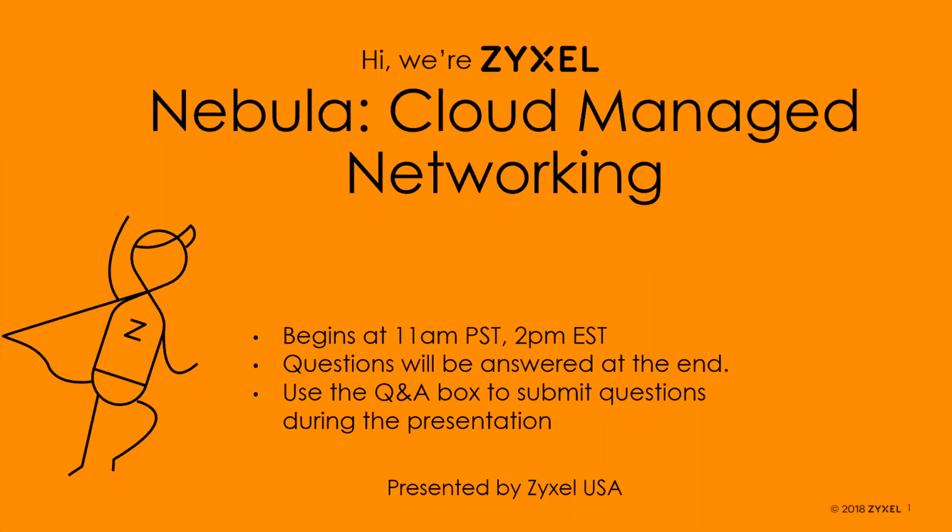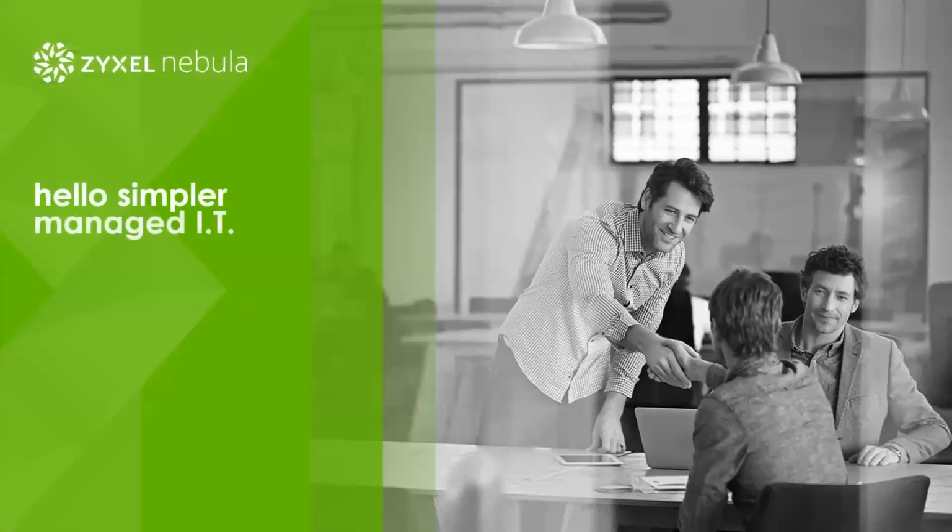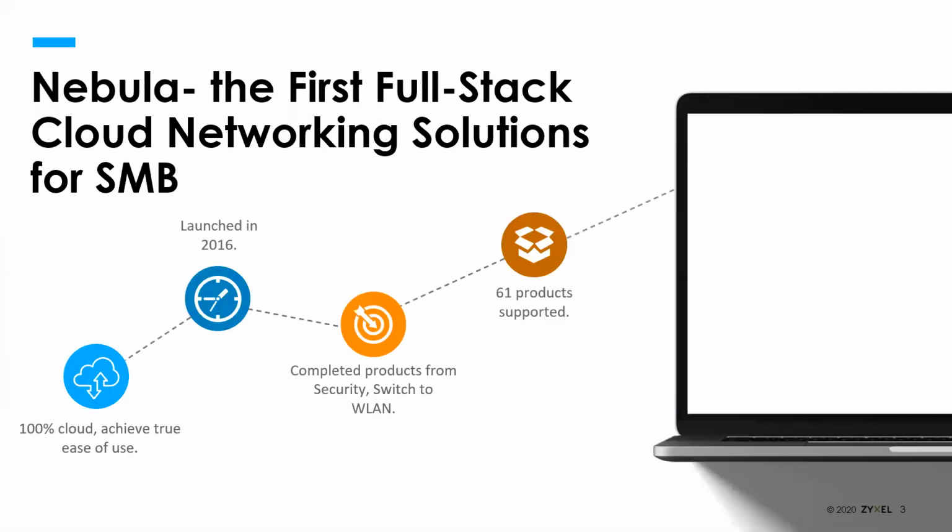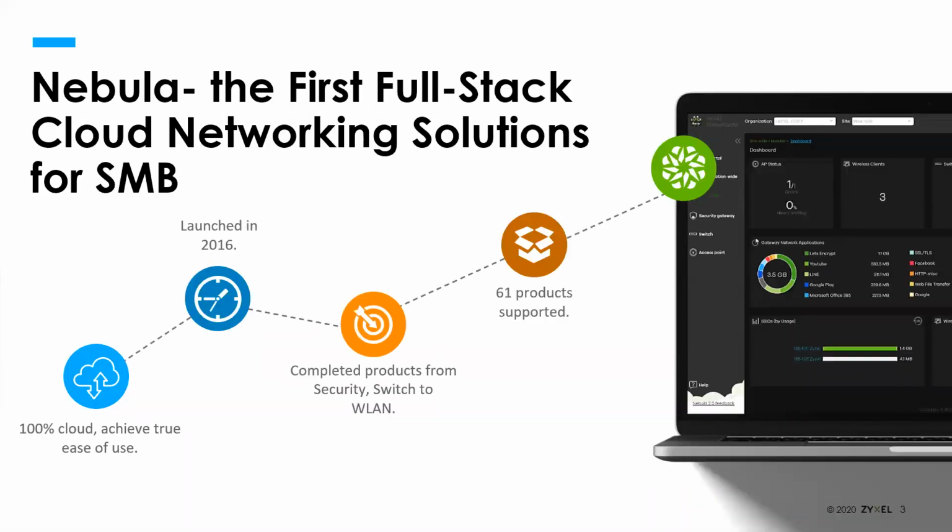So today we are talking about Nebula. Nebula is the first full stack cloud networking solution designed for SMB. So let's do a little bit of history here. Cloud networking really took off a while back, and one of the big pioneers in that was Meraki. Meraki was eventually purchased by Cisco and merged into the Cisco product lines. So they were sort of the pioneers in full stack cloud networking.